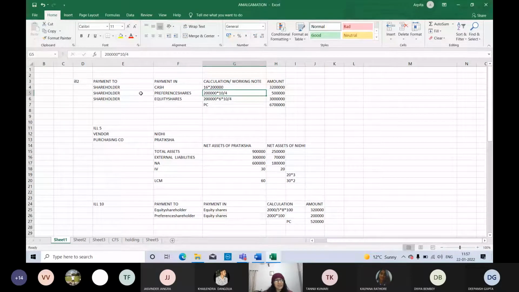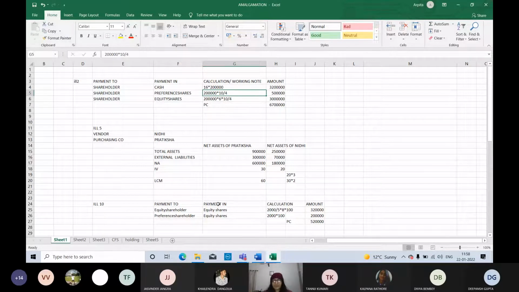He's saying 14% preference shares of 10 each and 6 equity shares of 10 each fully paid for every 4 shares. That means for every 4 shares, he's saying to issue one preference share of 10 rupees. So how many total shares were there? 2 lakh, for every 4 shares. So 2 lakh divided by 4 into 10. Is this calculation clear or is there a doubt? Please tell me.